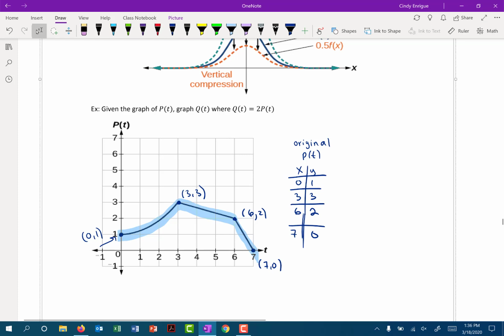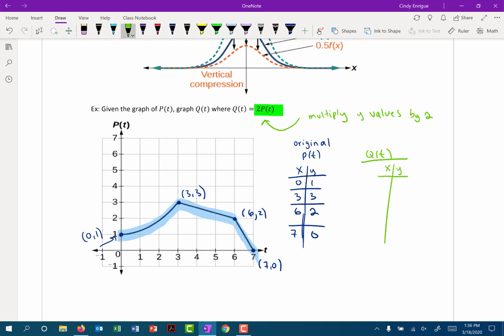Now what I want to do, I want to think about my Q of t. My Q of t, remember, it's 2 times P of t. So what that tells me is, hey, multiply y values by 2.